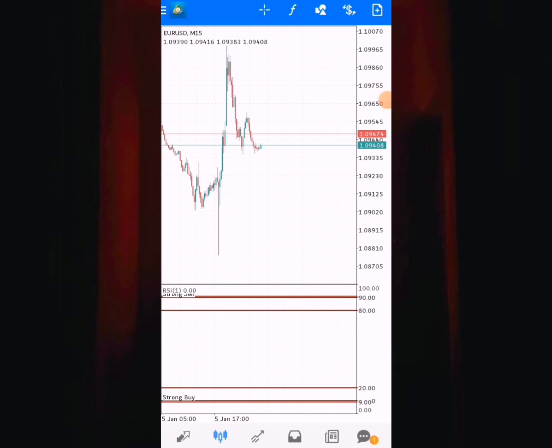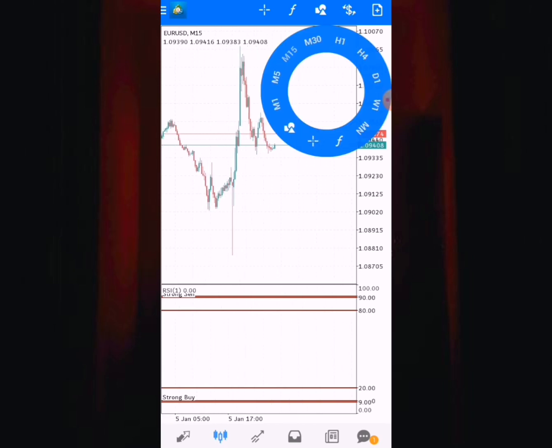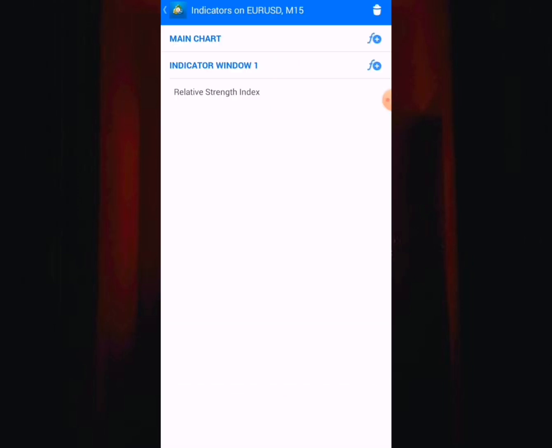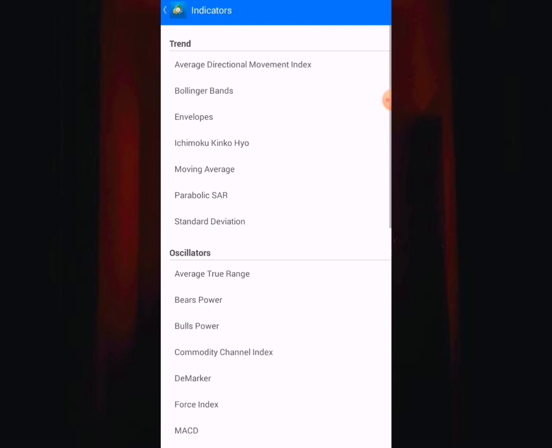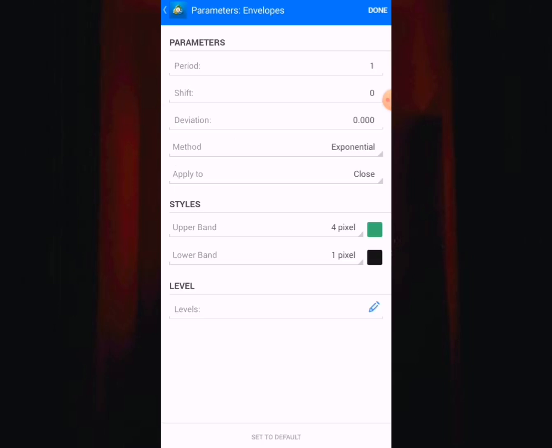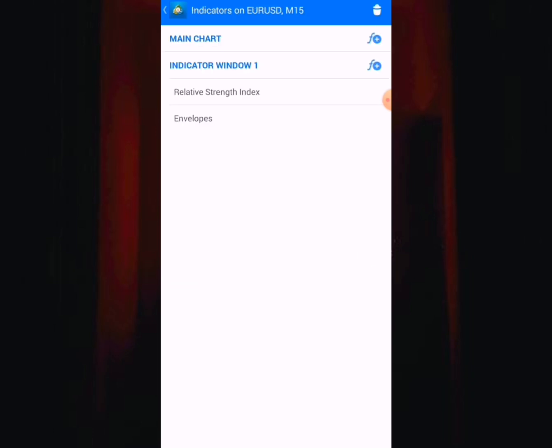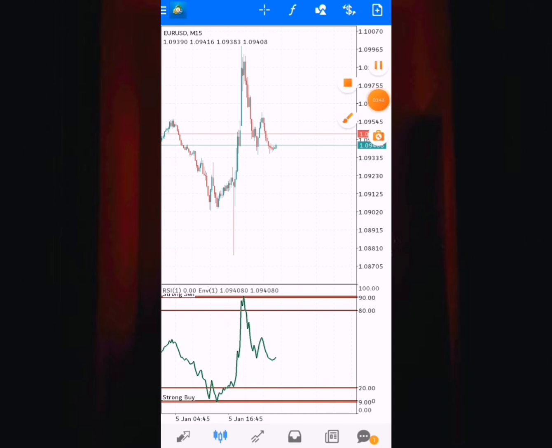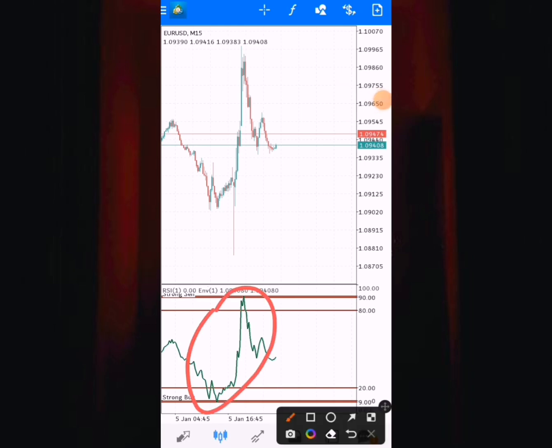Now we have to set up the moving envelope. I hope you guys still remember this strategy. Let's go to the F function again, and go to indicator window 1 this time around. Then go to envelopes. Just set up what you see on the screen: period 1, shift 0, deviation 0. Method is exponential, applied to close. Then you set those bands as you can see and click done. Let's go to the main screen. So this is the strategy, traders.